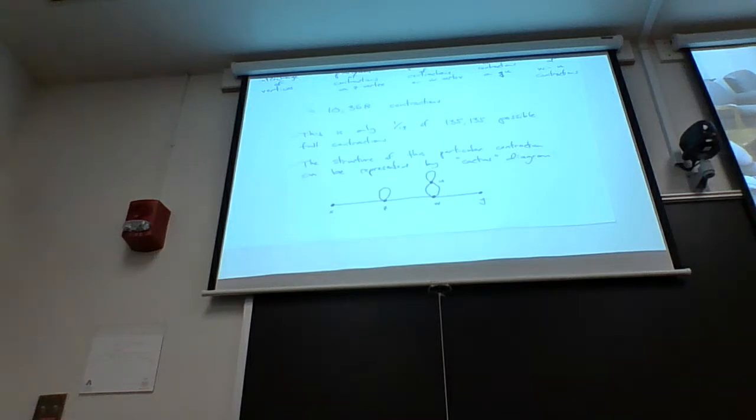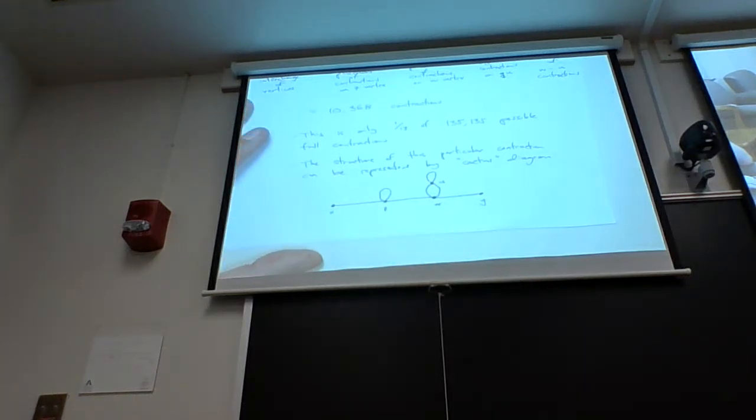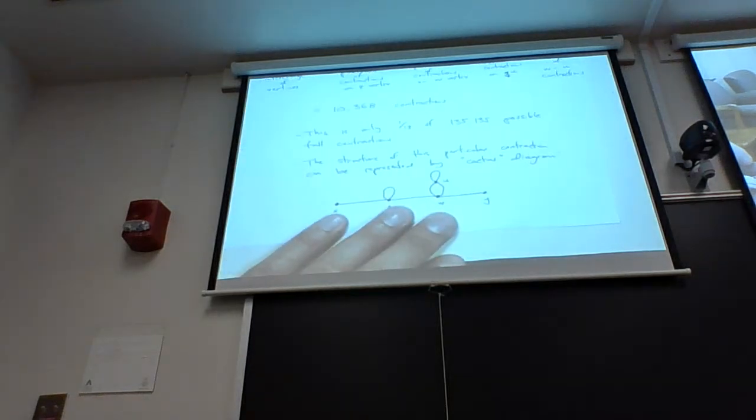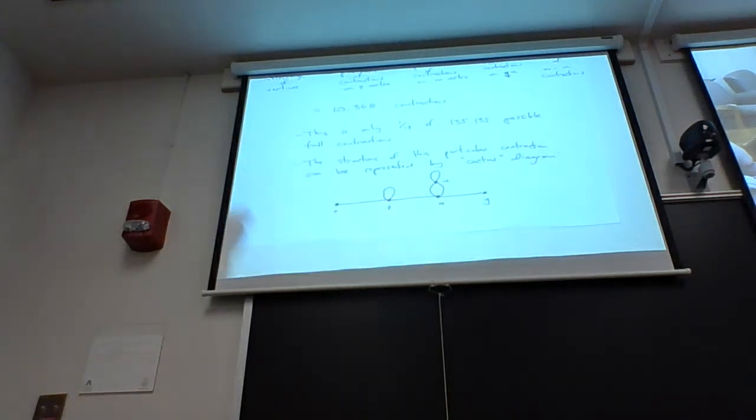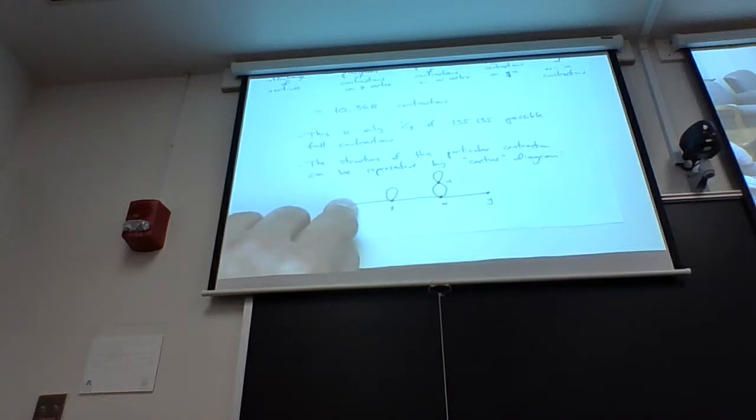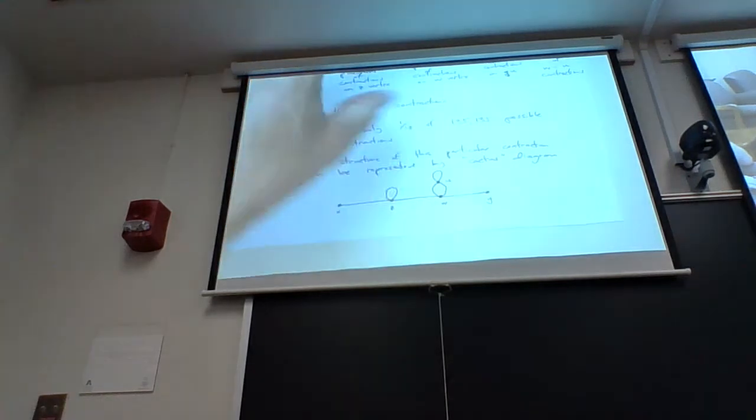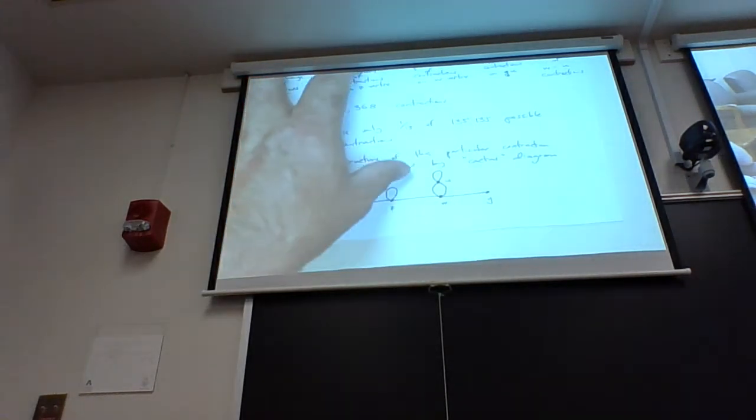Peskin called it a cactus diagram, but it looks more to me like a bowling diagram, right? Like a bowling pin and bowling ball. I don't know. Anyways, he calls this the cactus diagram. Okay, and this one diagram would represent those over 10,000 contractions.